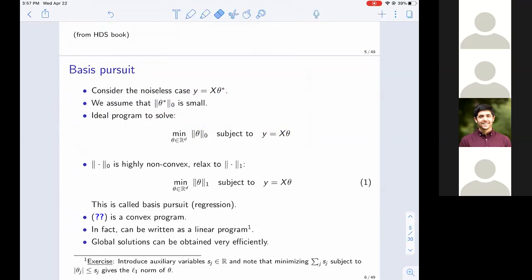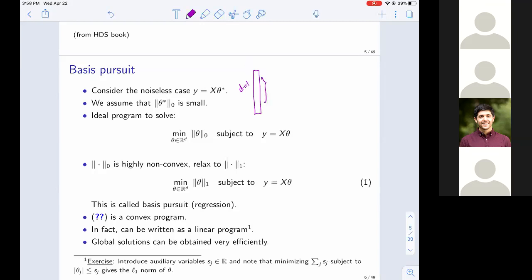But the issue is that the L0 norm is highly non-convex, and it would in fact be a combinatorial problem. In order to solve it, you would assume, for example, that the L0 norm of theta is k, meaning there are k non-zero elements, and then you search over all possibilities. So you would have a d-dimensional vector, and you know k of the elements are non-zero.